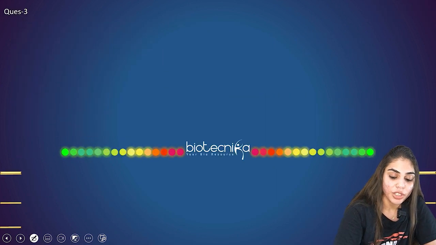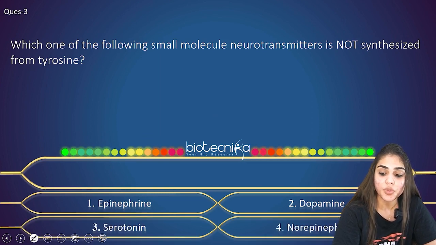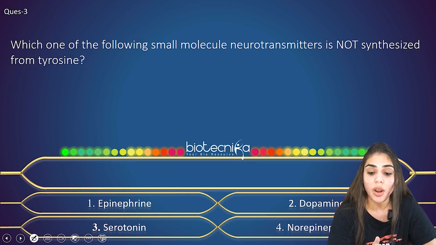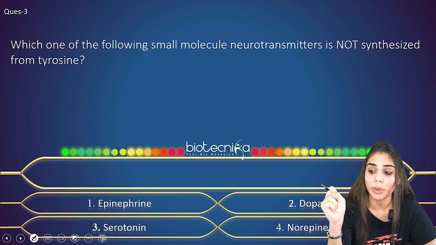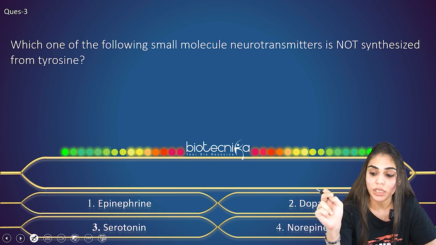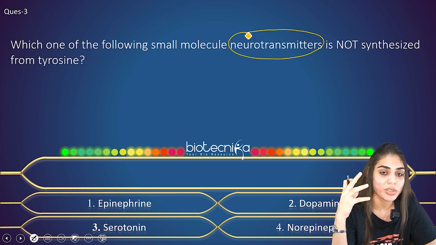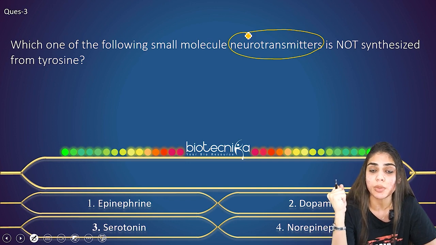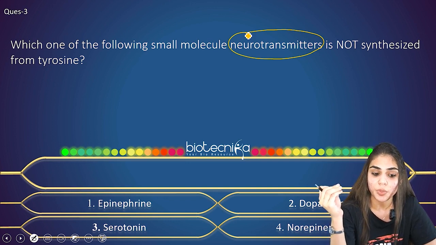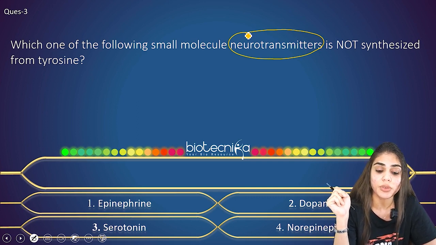Now let's come to the 3rd question that is asked in part B section. Which one of the following small molecule or neurotransmitter is not synthesized from tyrosine? So here you have to correctly see what the question is asking about. It is asking about the neurotransmitter that is not synthesized from tyrosine. You know that neurotransmitters are synthesized from amino acids, whether it is tyrosine, tryptophan or glutamate. All these amino acids are responsible for the synthesis of specific neurotransmitters. So here it is asking which neurotransmitter is not synthesized from the tyrosine amino acid.